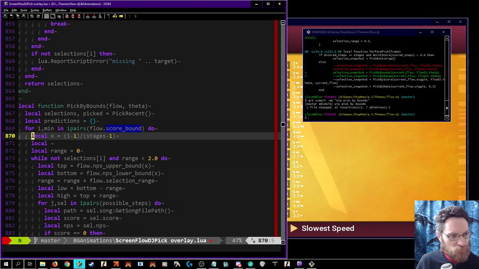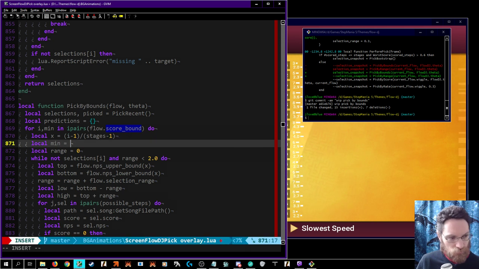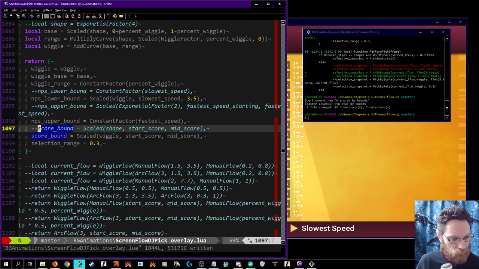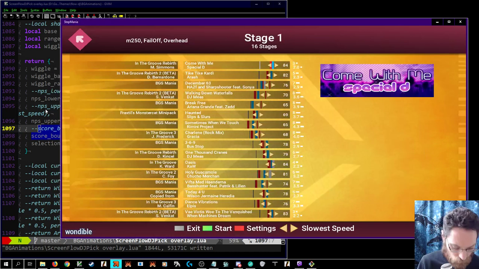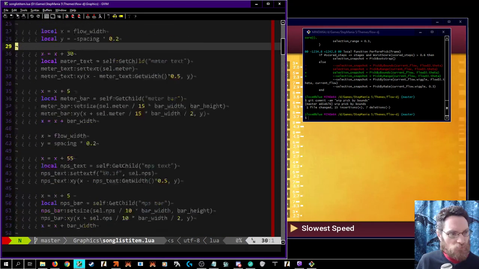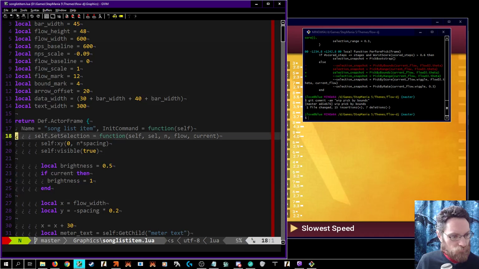Actually local x could be their local min is, well, dot square bound of x, and this is 1 to stages. No, because we still have all this, the song list item stuff. And this has an x already, so we need some new nomenclature for that. So this gets a n. Which we use here.